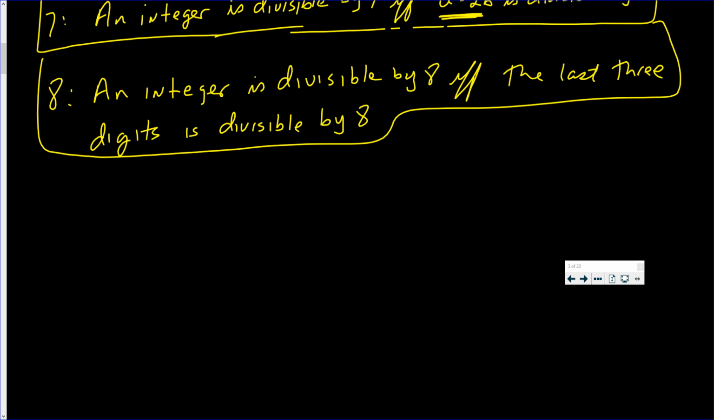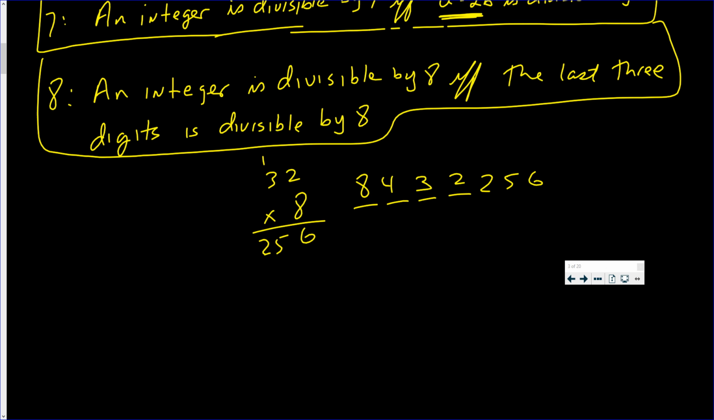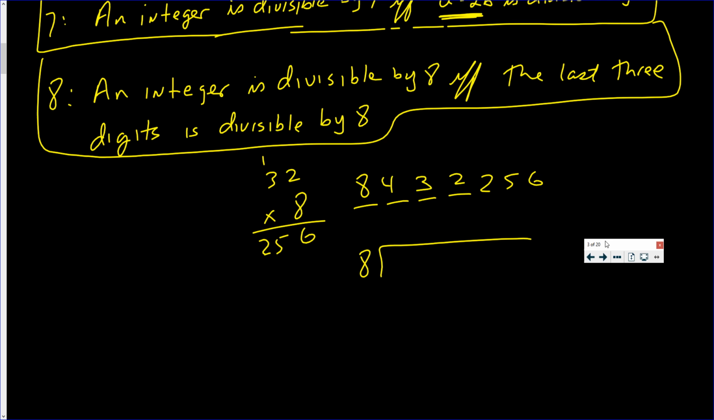Do long division with that. In other words, I don't know, 8 times 32 is 16, 24, 25. So 8 goes into the last 3 digits. You can pick any other numbers you want. It doesn't matter what you pick. 8 goes into this number. 8 will go into this number.